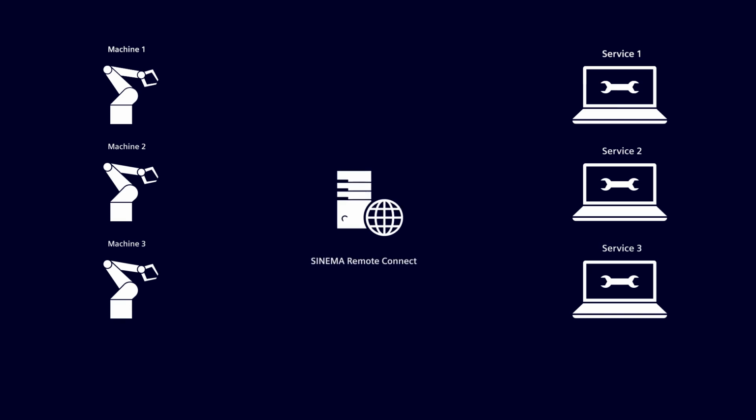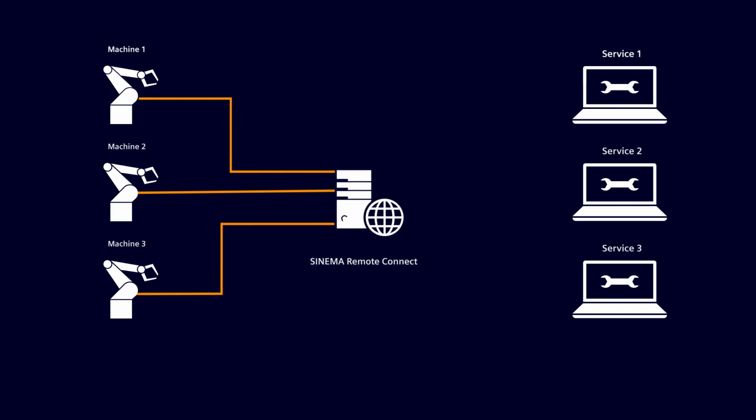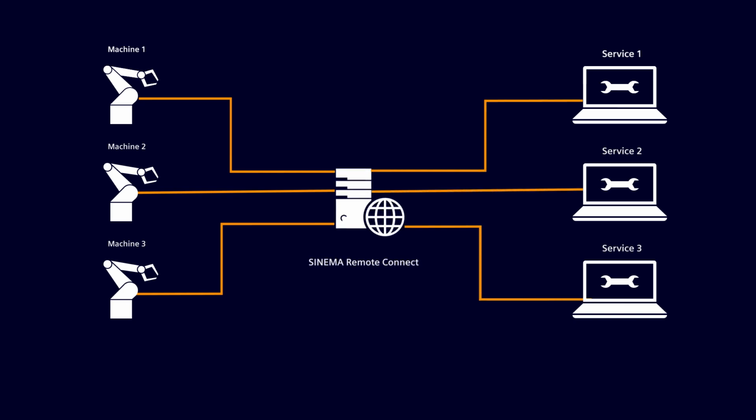The remote machine and the service technicians first establish a connection to a SINEMA Remote Connect server independently of each other. There, the participants are identified by certificate, and only then does the server establish the connection between the machine and the technician.